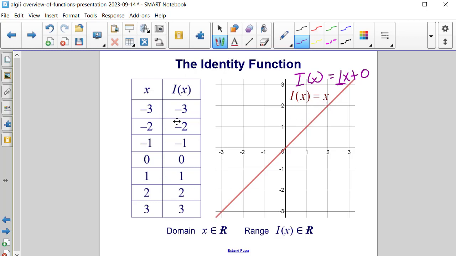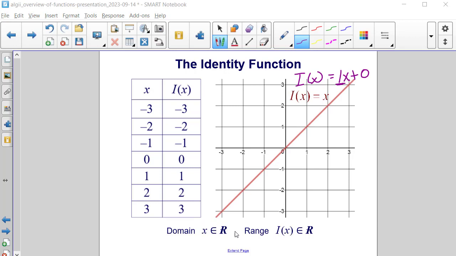The tables shown here to the left are random points of this function that are shown in the graph. So we have -3, -3, -2, -2, -1, -1, 0, 0, 1, 1, 2, 2, 3, 3. These are just random points that are found in this function. Both the domain and range of our identity function are all real numbers.